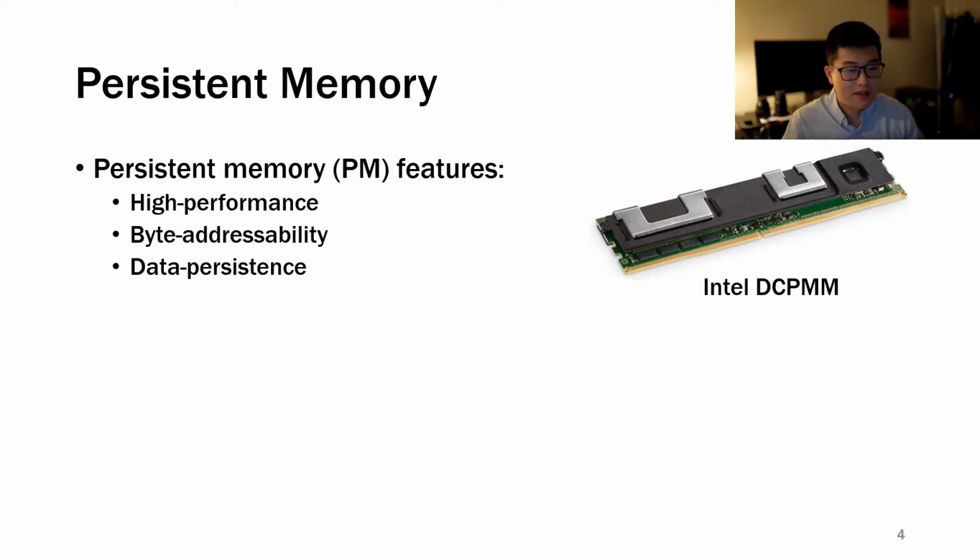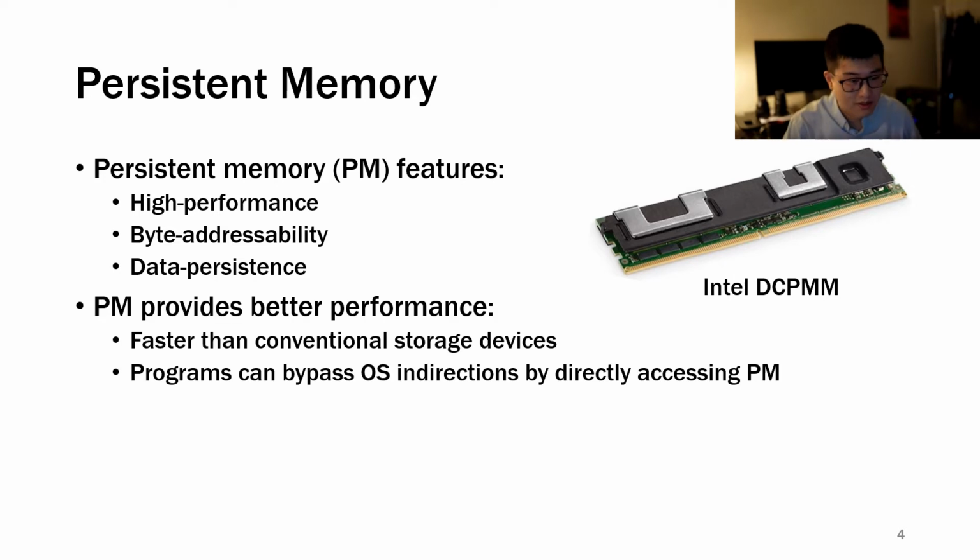Persistent memory has the features from both the conventional DRAM and the conventional storage technology, which is high performance by byte addressability, and the persistence and high capacity. Persistent memory features better performance, not just because it is a faster device than the conventional storage due to the more advanced Optane technology, but also because persistent memory allows the program to bypass operating system interactions by directly accessing the data stored on persistent memory. For example, using the DAX support.